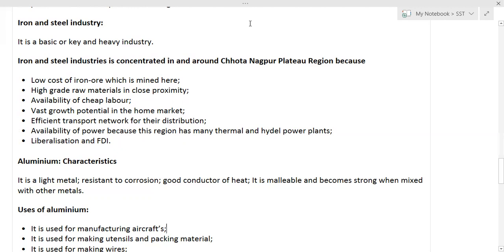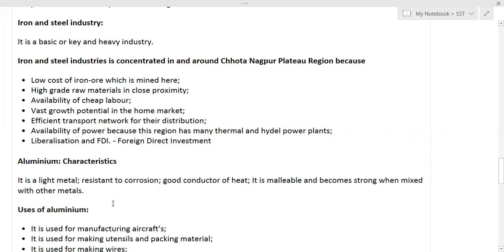Liberalization and FDI. So what is the meaning of FDI? FDI means foreign direct investment. Okay.